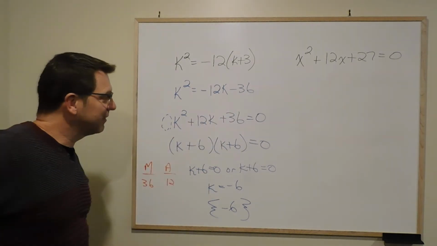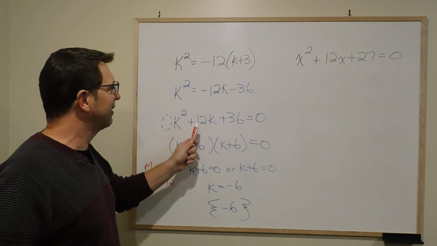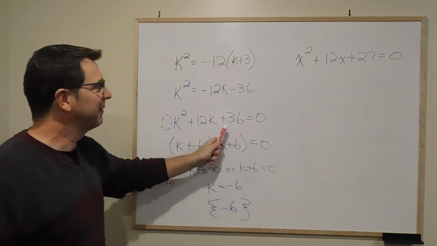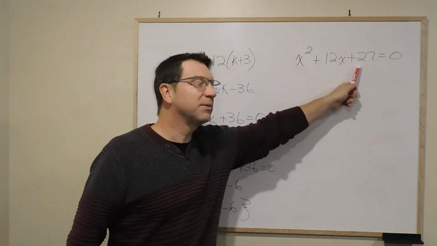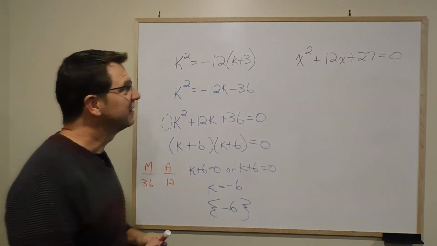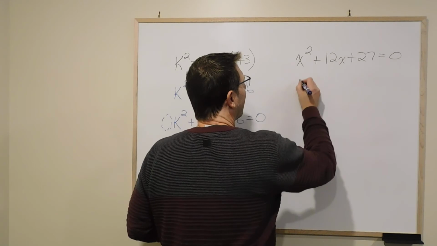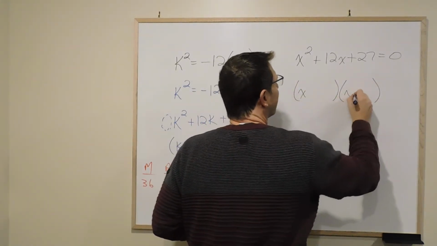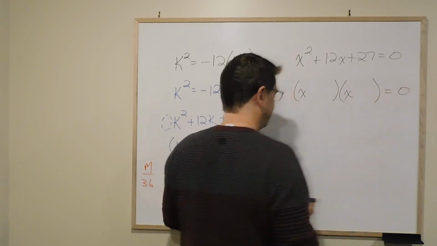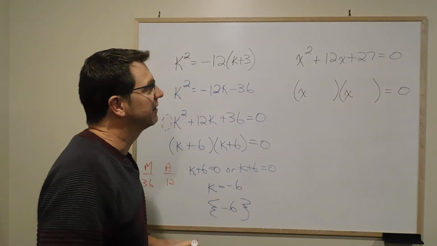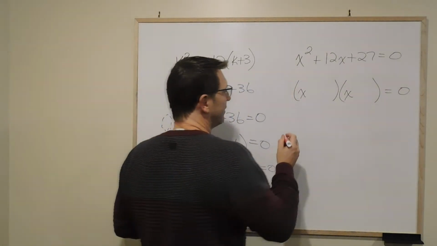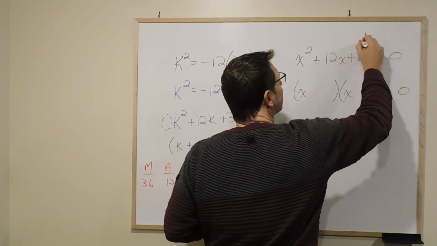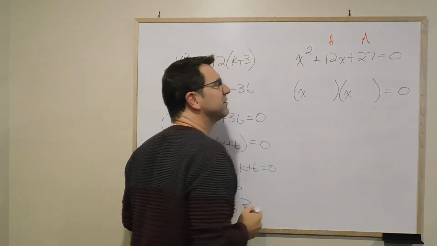This one's very similar. In fact, instead of k squared and 12k, it's x squared and 12x. But this one's plus 36. This one's plus 27. That's the only difference. So when I go to factor it, I'm going to go straight to 2 brackets again. X equals 0, right? Now, I'm looking for something that multiplies to 27, but adds to 12.